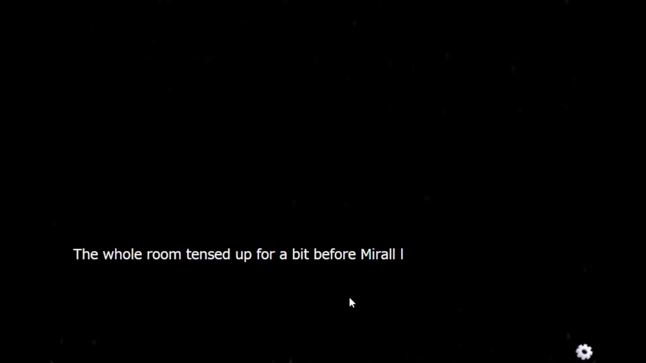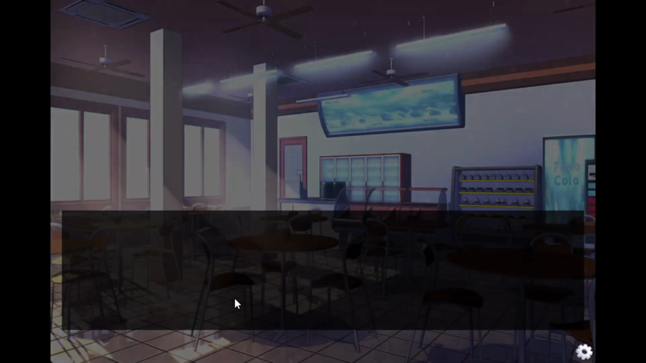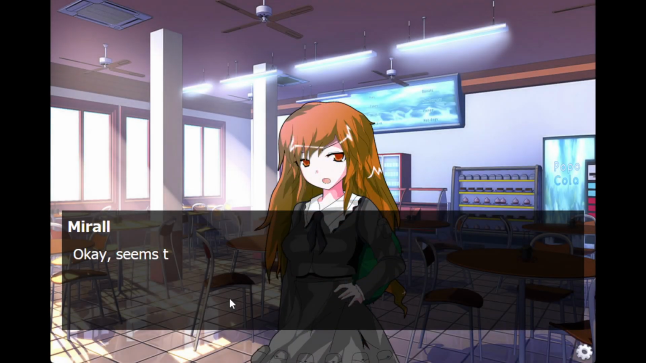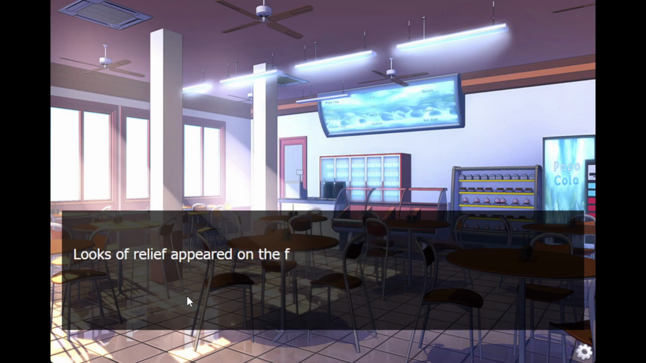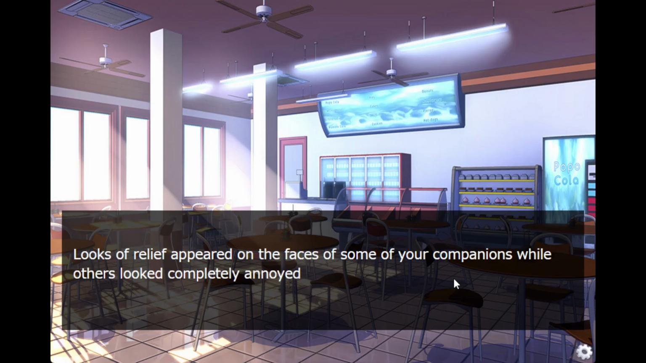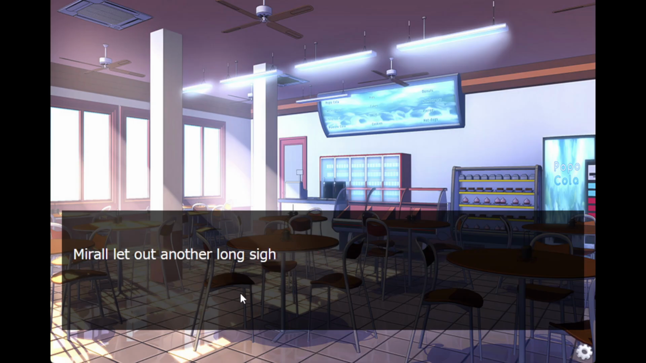The whole room tensed up for a bit before Morale let out a sigh and declared the end of the vote. Okay, seems the result is pretty clear. No one will be voted off tonight. The looks of relief appeared on the faces of some of your companions while others looked completely annoyed. Morale let out another long sigh before continuing to talk.